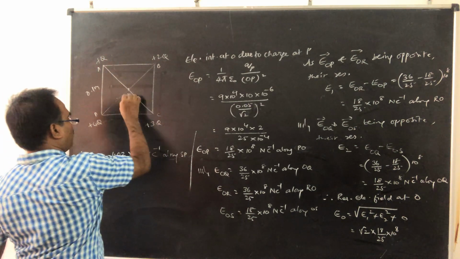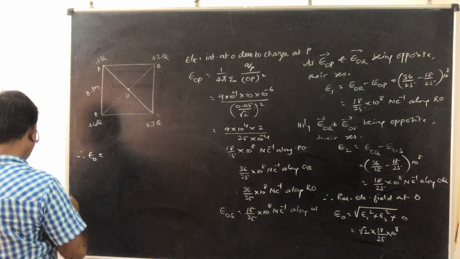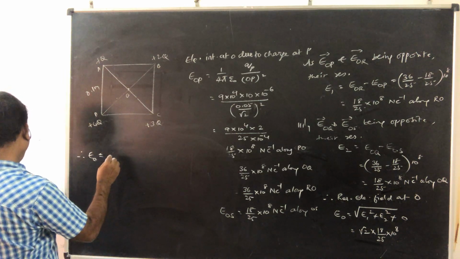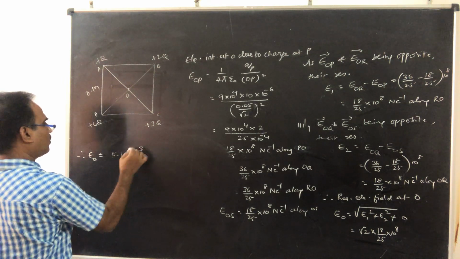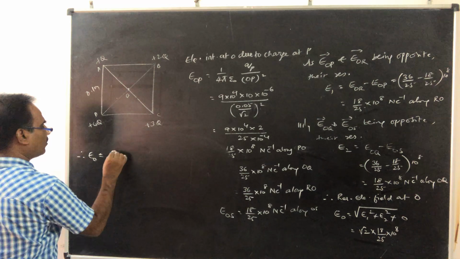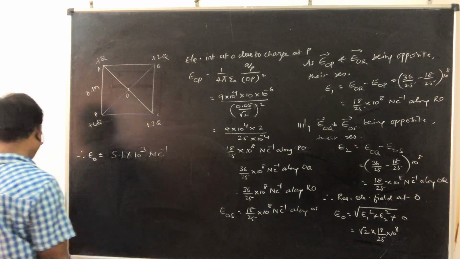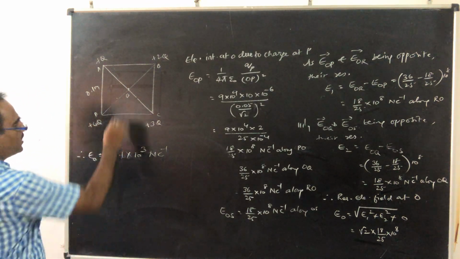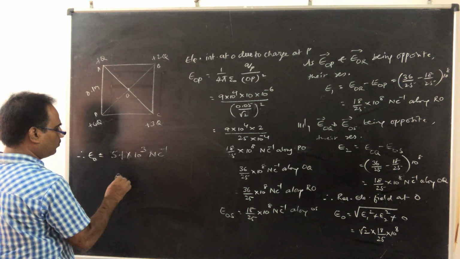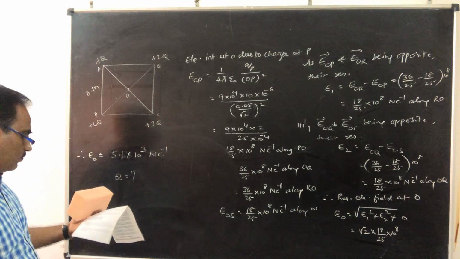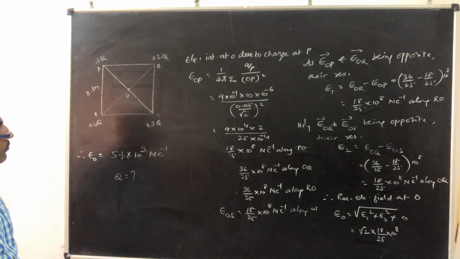So, here at O, electric field at O is given as 5.1 into 10 to the power of 3 Newton per coulomb. Electric field at the center is given as 5.1 into 10 to the power of plus 3 Newton per coulomb. You are asked to find this Q. So this is the problem.